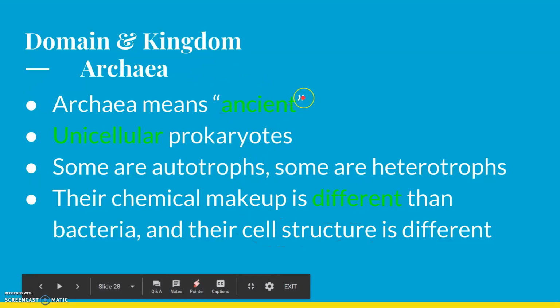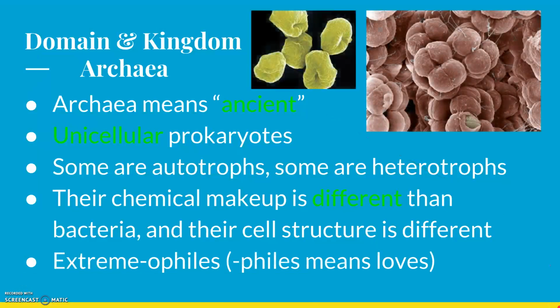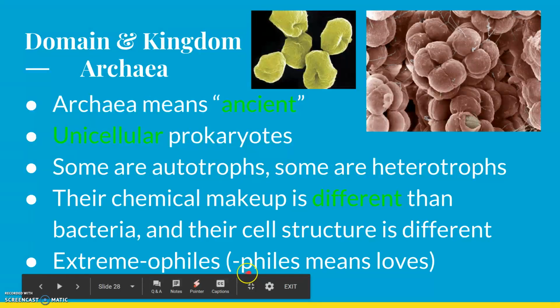These ancient guys, they're also what's called extremophiles. They love extreme things. They love extremely hot places like a volcano. They like extremely cold places like the bottom of the ocean. They like extremely salty places where nothing else on Earth can live. So anytime you see the suffix philes, that means loves. So if you saw an aquaphile, they love water.